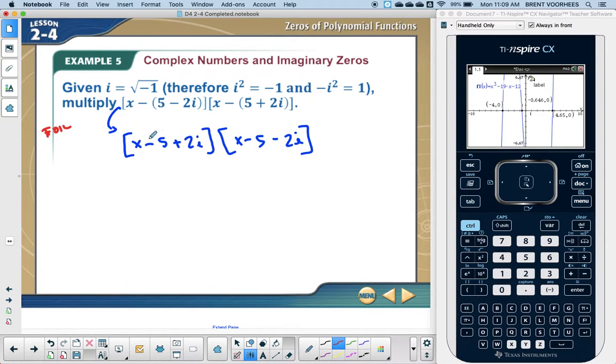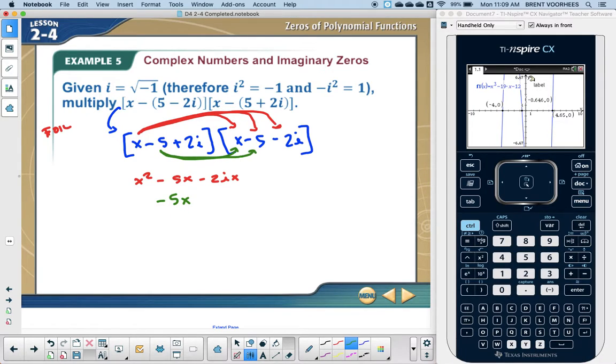So when I multiply this out, I'm going to have x times x, so I have x squared. x times negative 5 is negative 5x, and x times negative 2i is negative 2ix. I just do the alphabetical order there. And now I'm going to go to this next term, and I'll say negative 5 times x is negative 5x. So I want to write it right here to keep my terms alike. I'm writing them in columns.